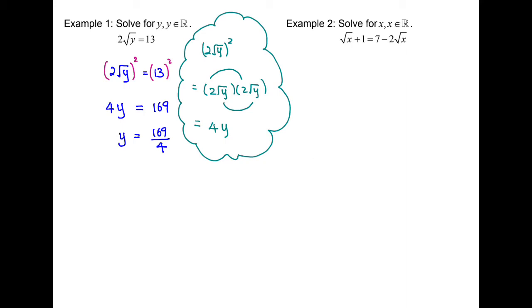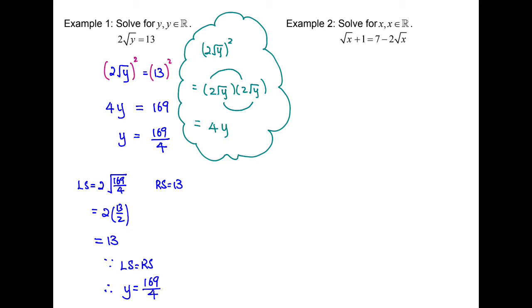Before we make the conclusion, we want to make sure this satisfies the original equation. So the left-hand side is 2 square root of y. Substitute the value of y that we found. We got 13. And we know the right-hand side is also 13. Because the left-hand side equals the right-hand side, therefore we say y is 169 over 4.